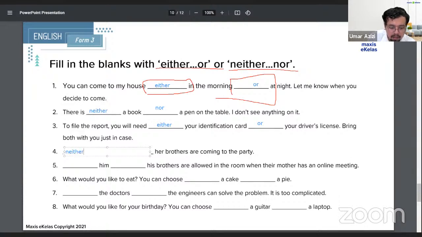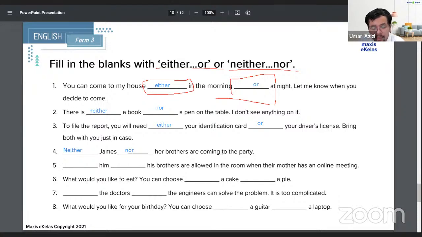Neither James nor her brothers are coming to the party. You want to spell neither with a capital N because you want to make sure grammar is correct too, as in questions like this. Neither James nor, all right? Let's do this correctly. There we go. Neither James nor her brothers are coming to the party. All right. Question number 4.